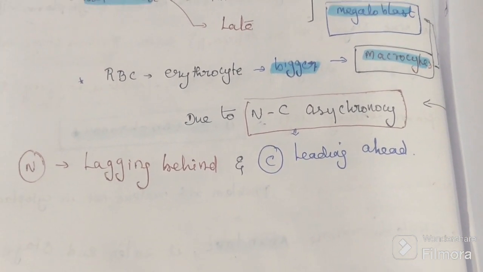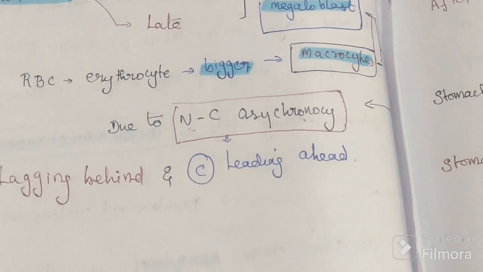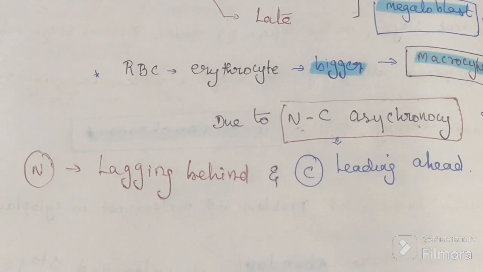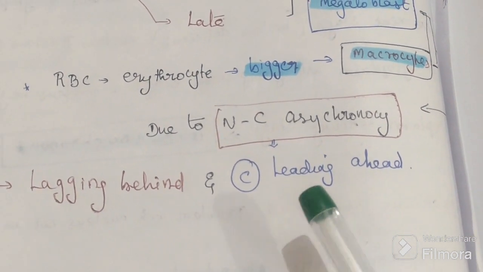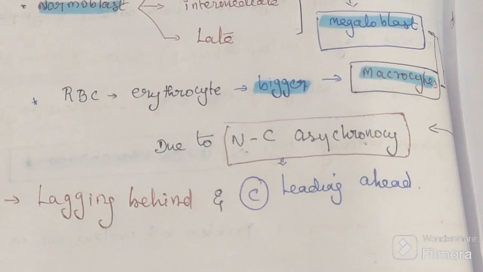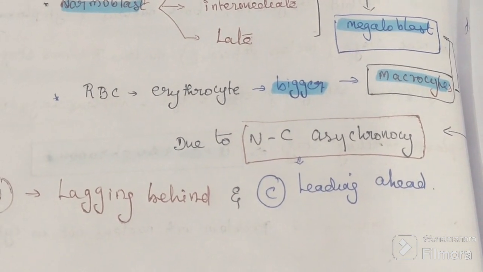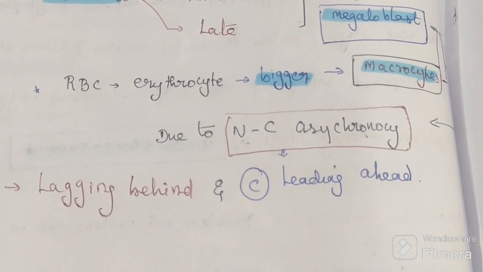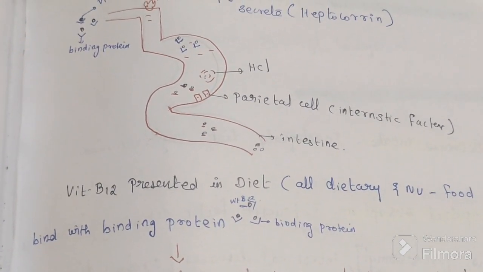This is due to nucleus-cytoplasm asynchronicity. Here the nucleus is lagging behind and the cytoplasm is leading ahead. Actually both should be parallel, but here they are not parallel: one is leading and one is lagging. Megaloblastic anemia is because of a nuclear defect.